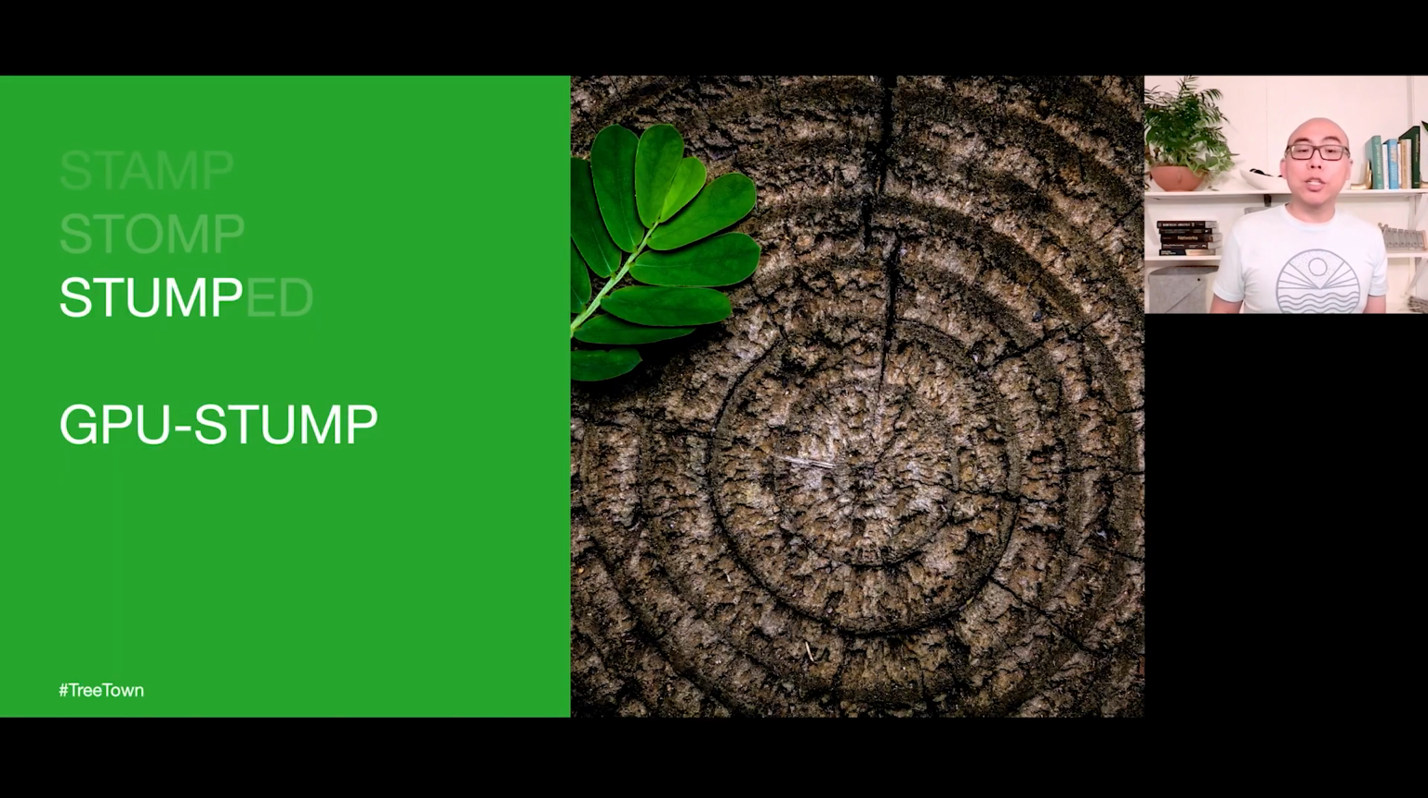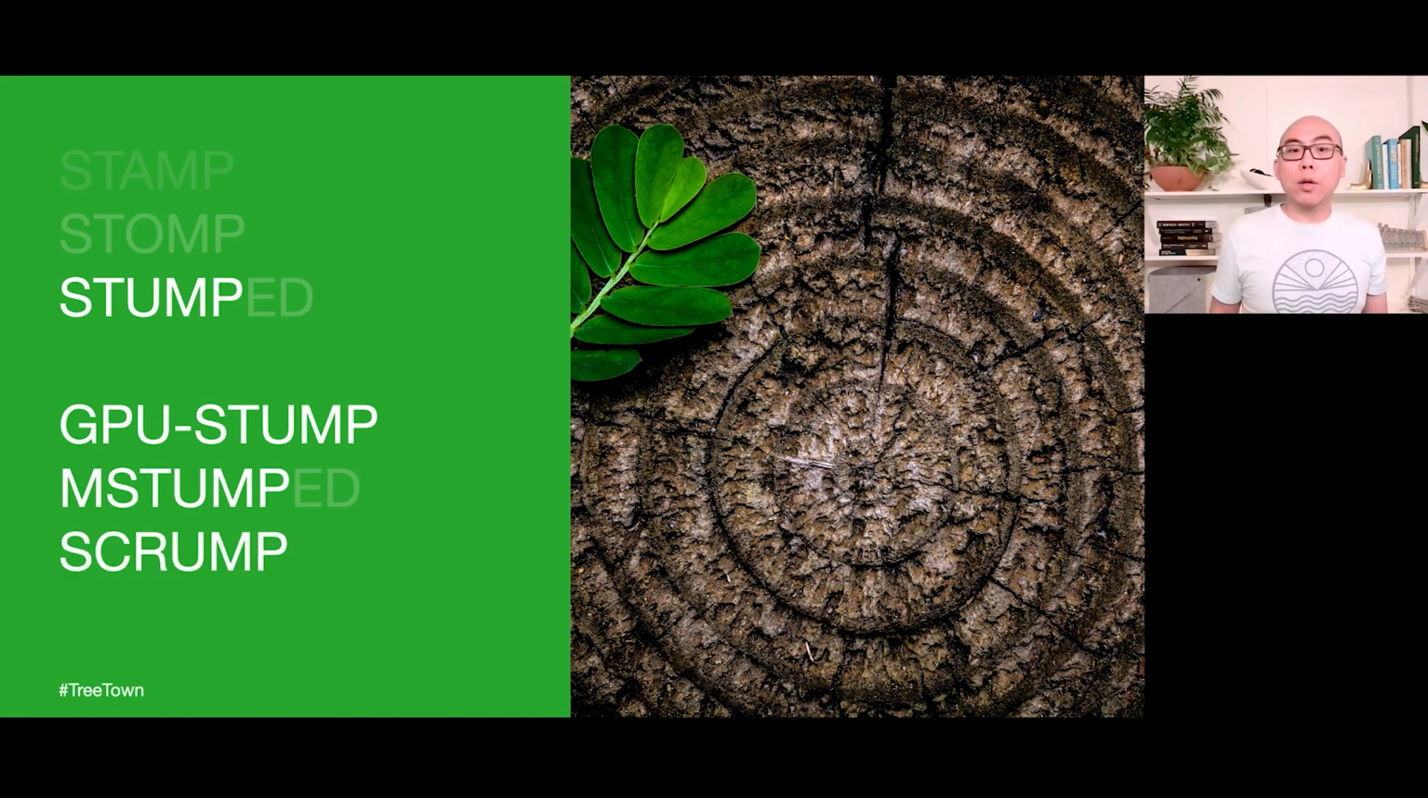In addition to STUMP and GPU STUMP, we also support multi-dimensional matrix profiles using MSTUMP, or MSTUMPED for the distributed version. You can also compute an approximate matrix profile, maybe using 1% of the computational time, using our SCRUMP implementation.